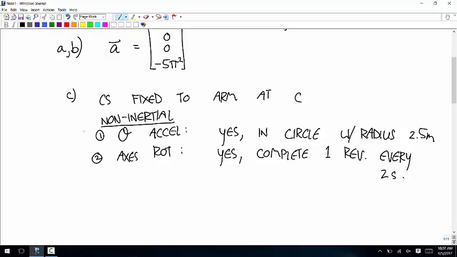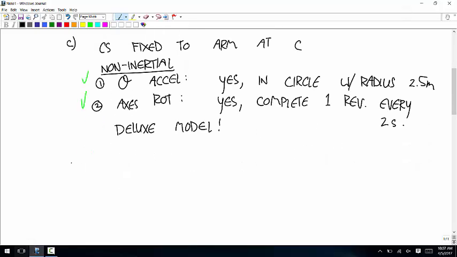Okay, so we have both of these. So this is like the deluxe model. You can't get any more non-inertial. So we have to deal with both of these. The accelerating origin, we're going to deal with like this. The acceleration of the astronaut relative to the ground. Is that what we want?